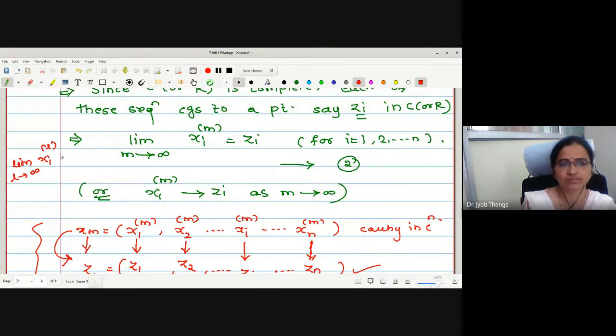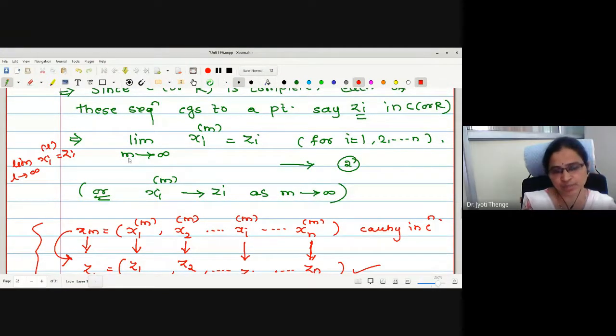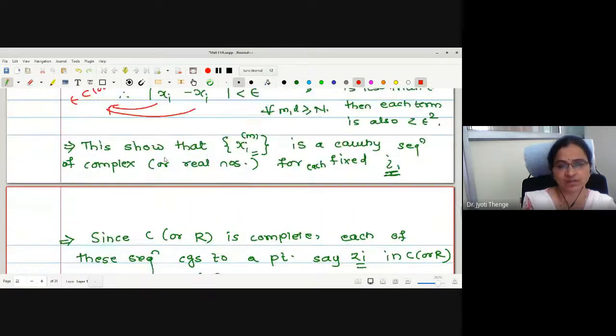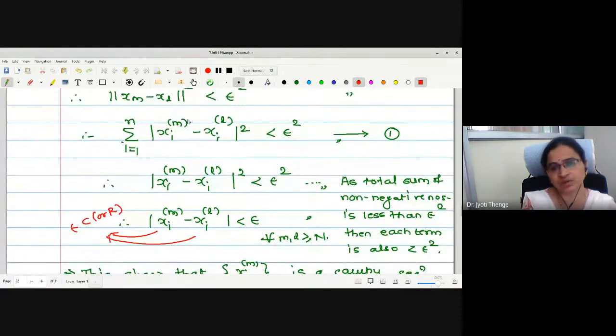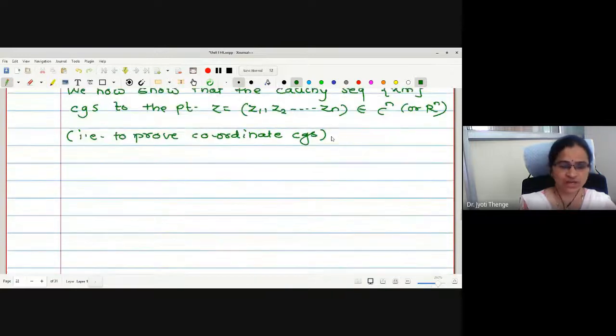Xil converges to zi again. L is simply a parameter, no? Dummy variable, you can change it. Therefore, what equation will we get here? Xim minus zi less than epsilon square. Correct? But here I will just write to prove this.